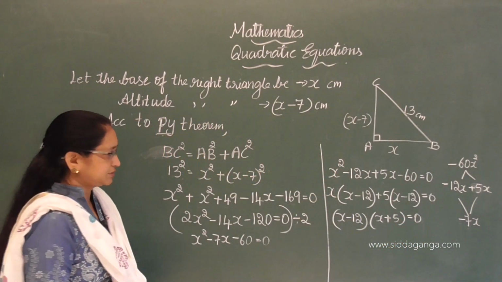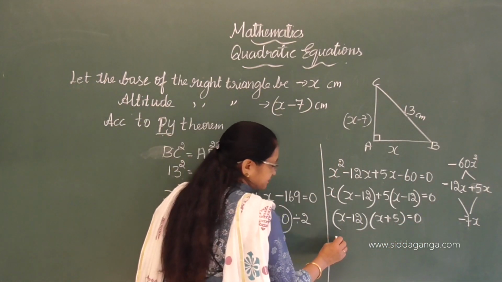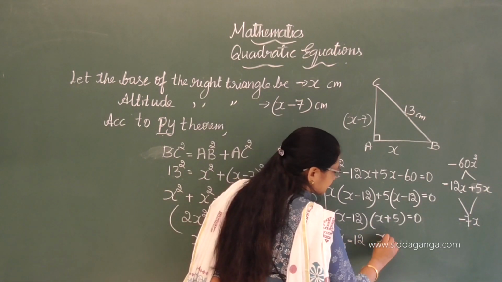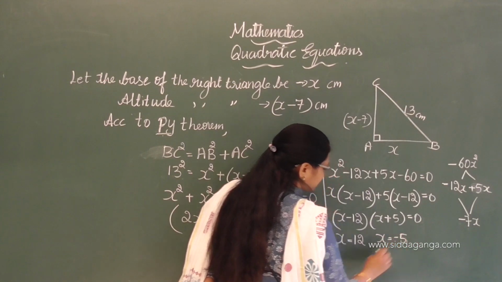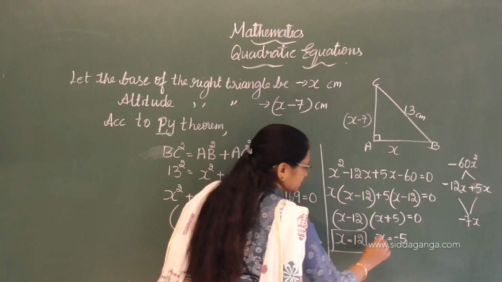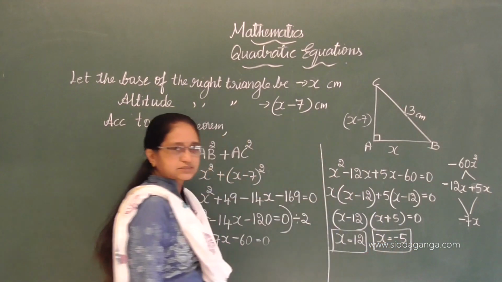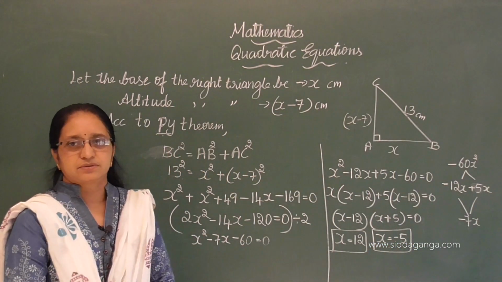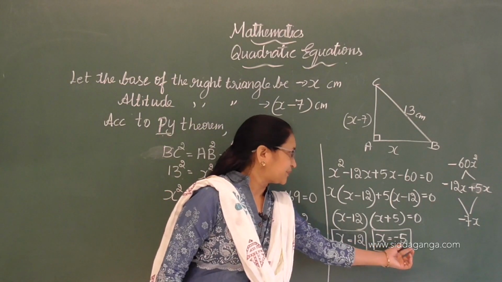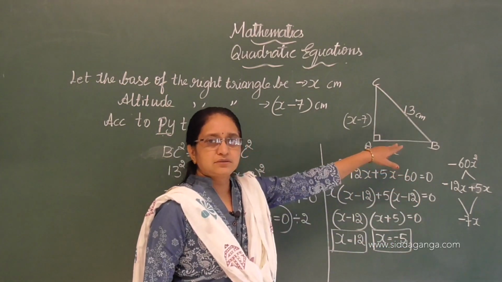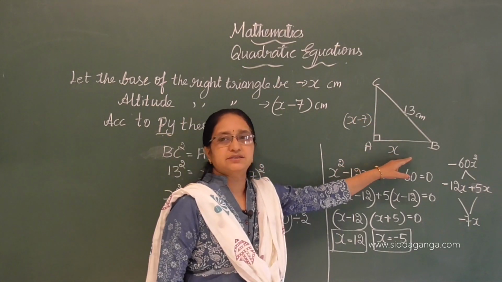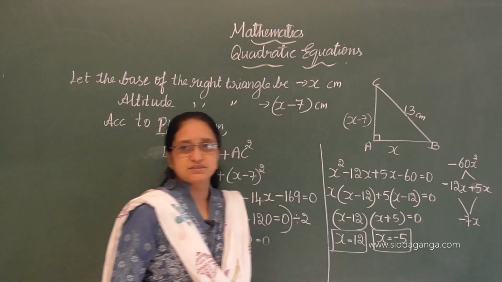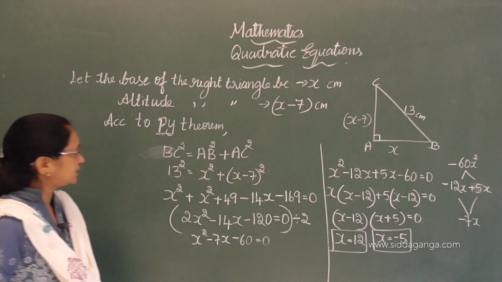Now just see, here you will get x is equal to 12 and another one x is equal to minus 5. So two values you got for x. When you get two values, you should decide which is the correct one. Since it is negative, definitely the height or the base cannot be negative. So x is equal to minus 5 is rejected. So you should write that.